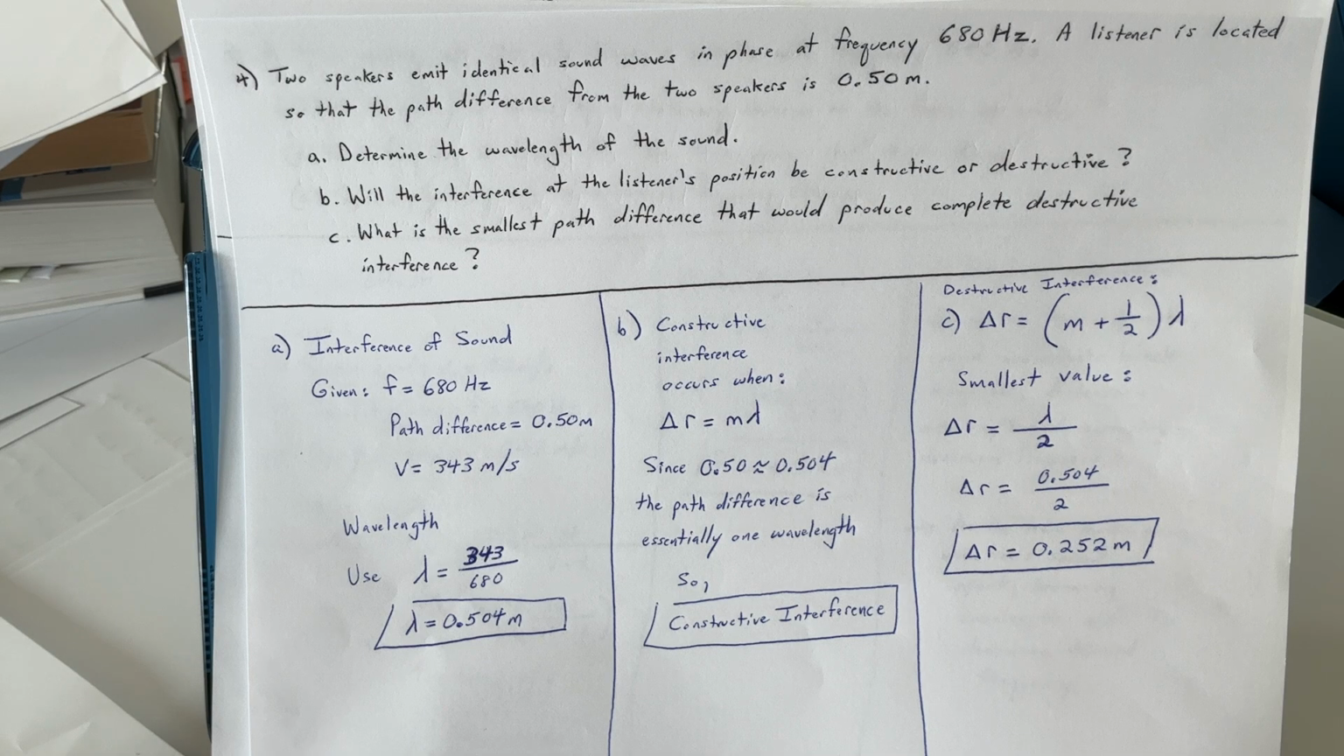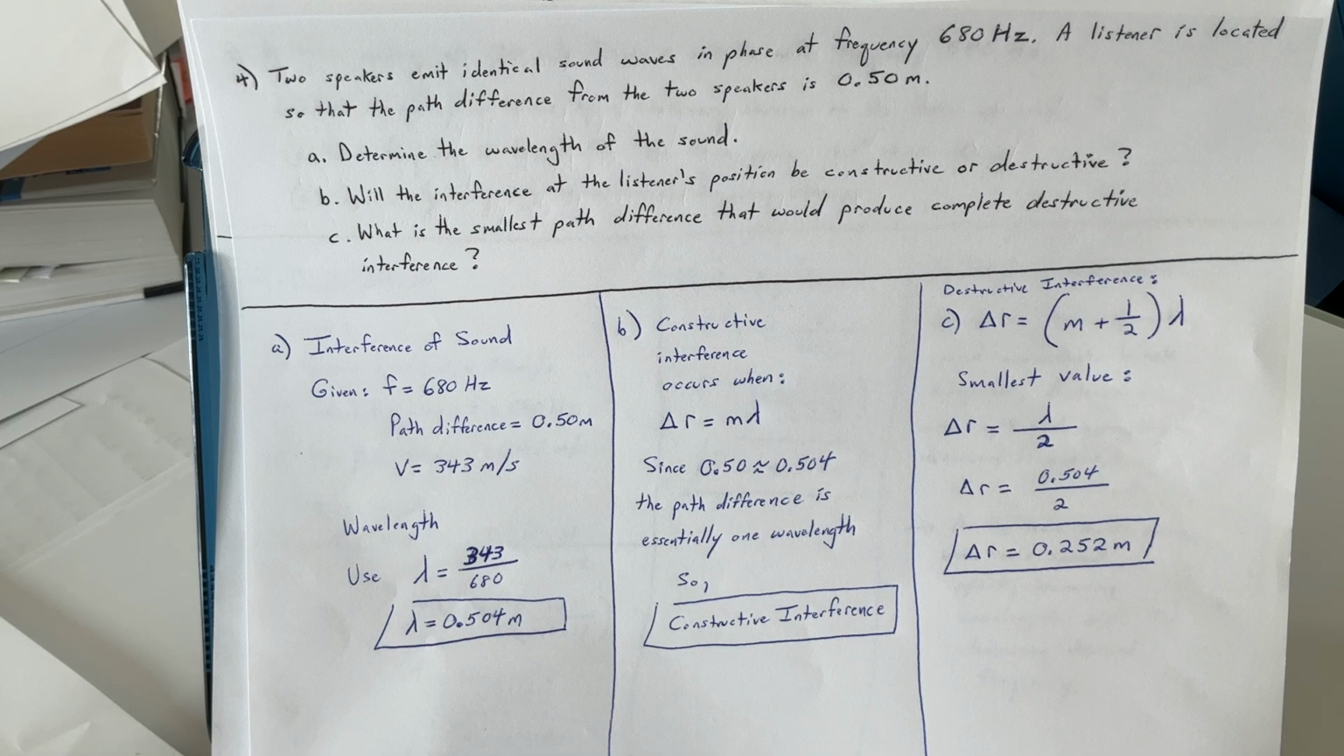For part B, what will the interference at the listener's position be? Will the interference at the listener's position be constructive or destructive? So constructive interference occurs when your change in r is equal to m times lambda. Since 0.50 is approximately 0.504, the path difference is essentially one wavelength, in relation to part A. So it's constructive interference.